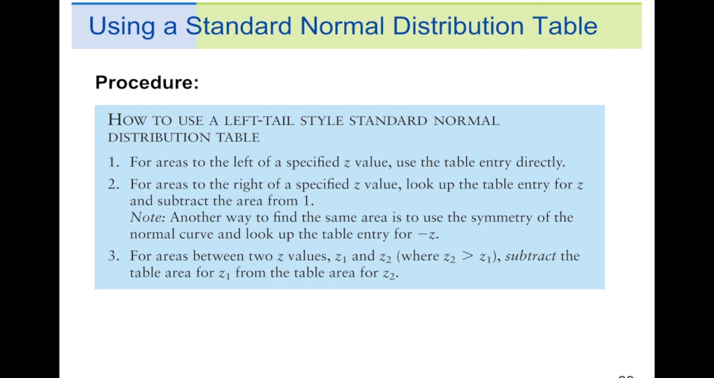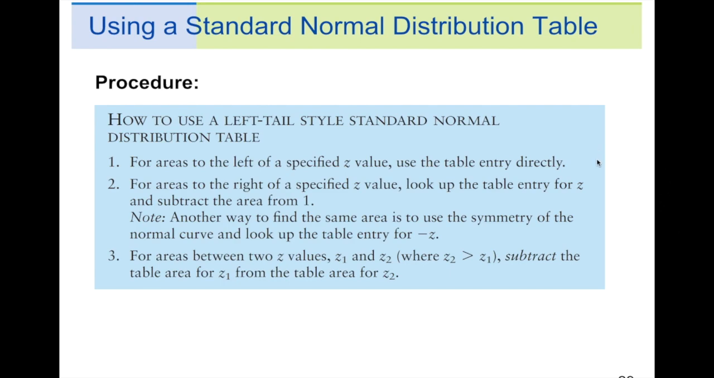Procedure: how to use a left tail style standard normal distribution table. For areas to the left of a specified z-value, use the table entry directly, just like we've been doing. For areas to the right of a specified z-value, look up the table entry for z and subtract the area from 1. Note, another way to find the same area is to use the symmetry of the normal curve and look up the table entry for -z. And 3, for areas between two z-values, z1 and z2, where z2 is greater than z1, subtract the table area for z1 from the table area for z2.